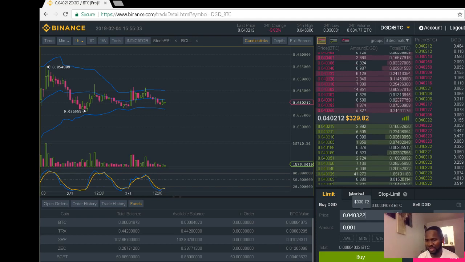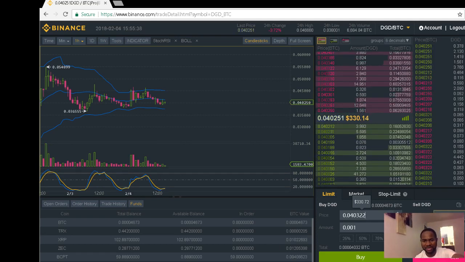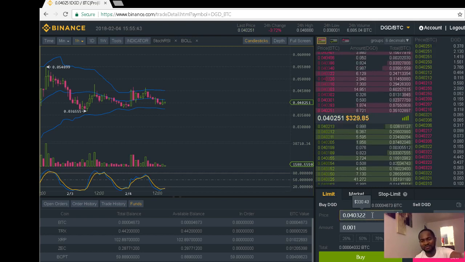Once I buy it, that's it. It shows here that I've bought it, and I begin to monitor it. I bought it at 322. When it goes higher, maybe it gets to like 5 something or 4 something, you're going to see it here. All I need to do is sell it.